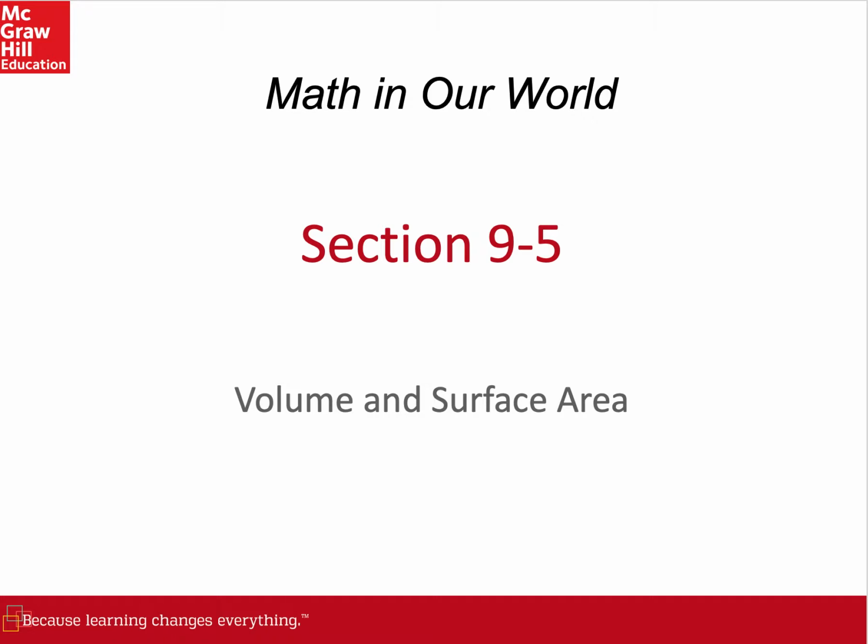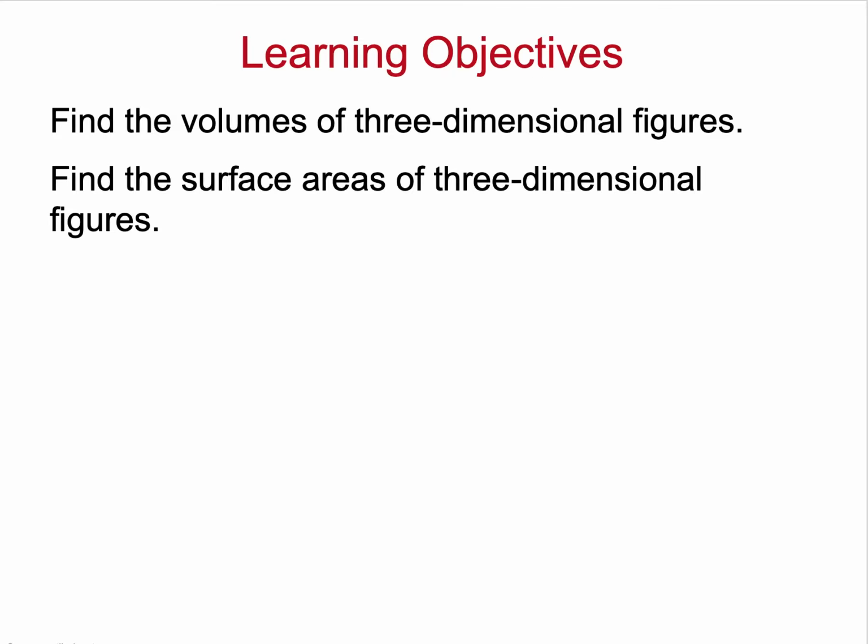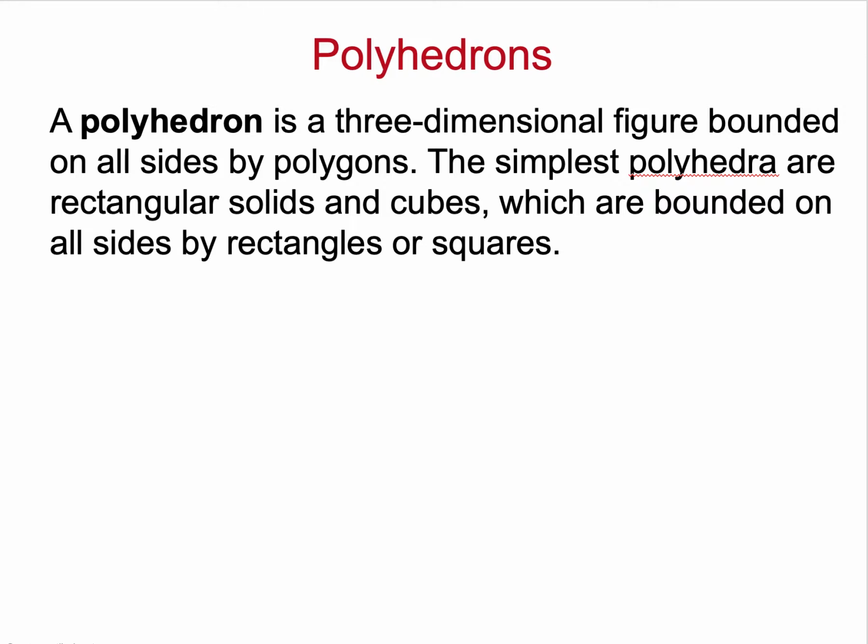Look at section 5 of chapter 9, and so we're going to apply the same ideas but this time to volume and surface area. So we're going to find volume and surface area of three-dimensional figures. A polyhedron is the first type of three-dimensional figure we're going to talk about. A polyhedron is made up of polygons.